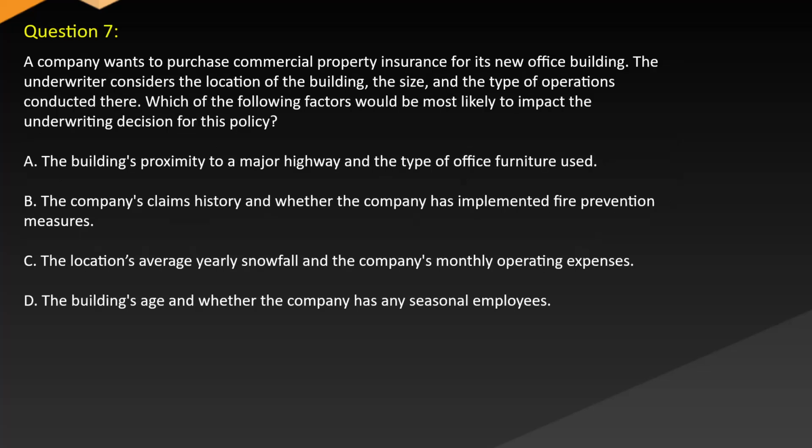Question 7. A company wants to purchase commercial property insurance for its new office building. The underwriter considers the location of the building, the size, and the type of operations conducted there. Which of the following factors would be most likely to impact the underwriting decision for this policy? A. The building's proximity to a major highway and the type of office furniture used. B. The company's claims history and whether the company has implemented fire prevention measures. C. The location's average yearly snowfall and the company's monthly operating expenses. D. The building's age and whether the company has any seasonal employees.